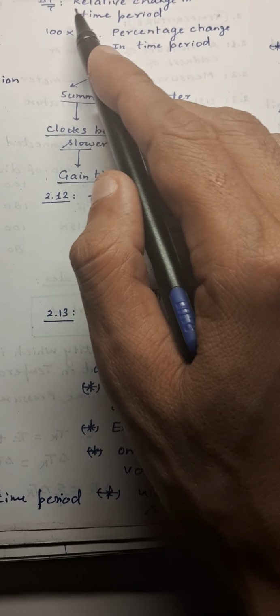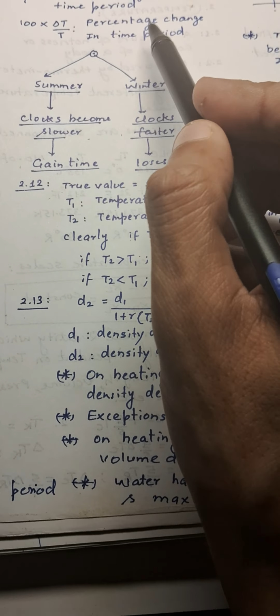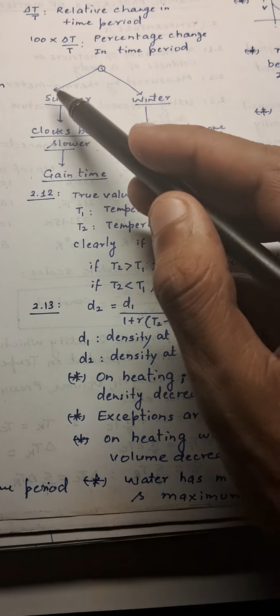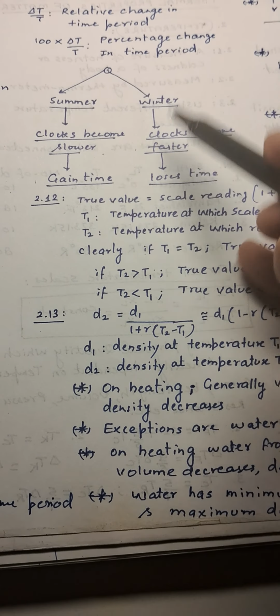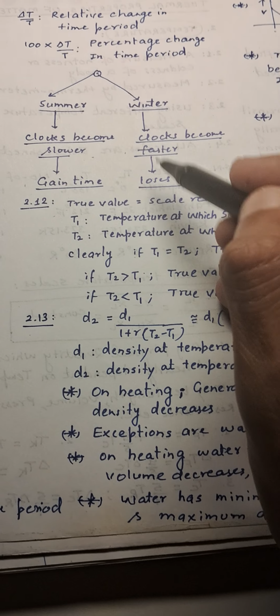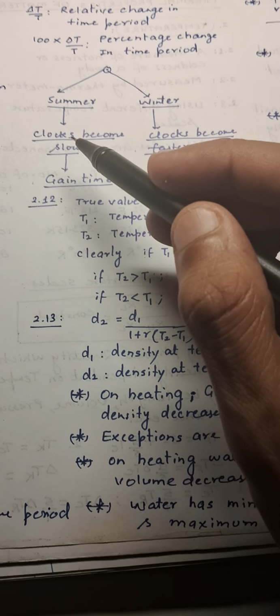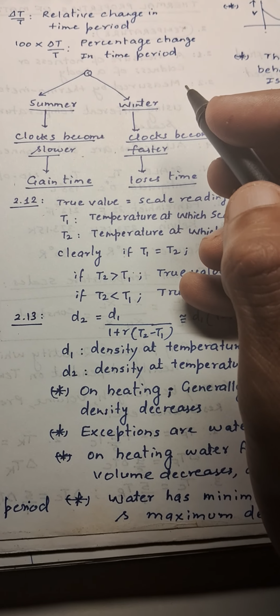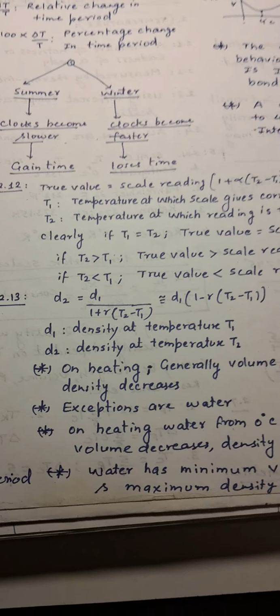Now the relation can also be used to find the relative change in time period. For that we need to find 100 times delta T by T, which is the percentage change. During summer the clock becomes slower, or we say that it loses time, and during winter clocks become faster, or we can say that it gains time. So during summers clocks become slower, and during winters clocks get faster.